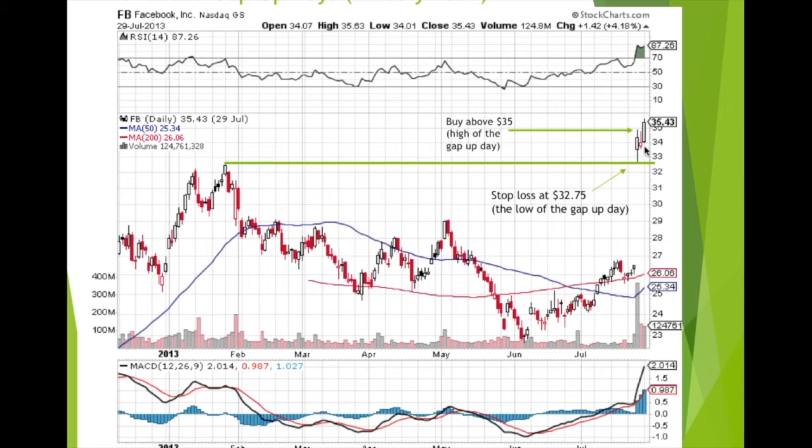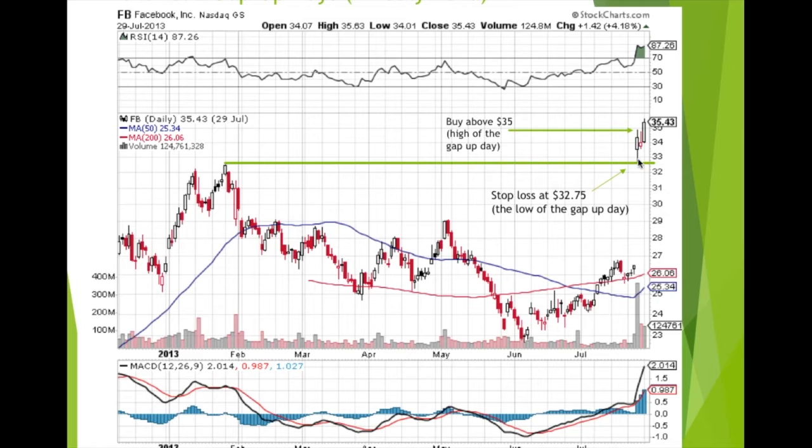So I gave it another day, and I said I'm going to buy as soon as the high of the gap up day is taken out. You see this day here, this is July 29th, 2013. Facebook now closes above the high of the breakout gap up day, and I'm going to put my stop around 32.75, which is right around the low of the gap up day.